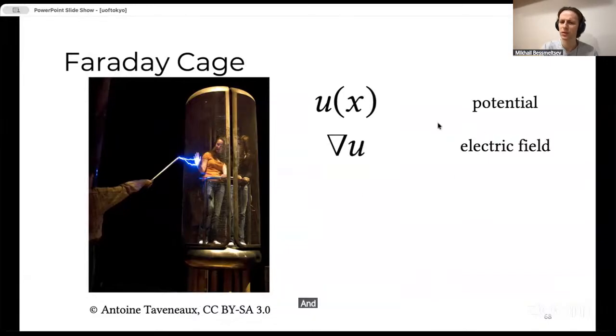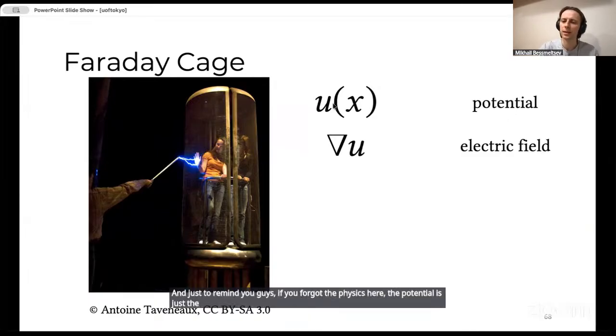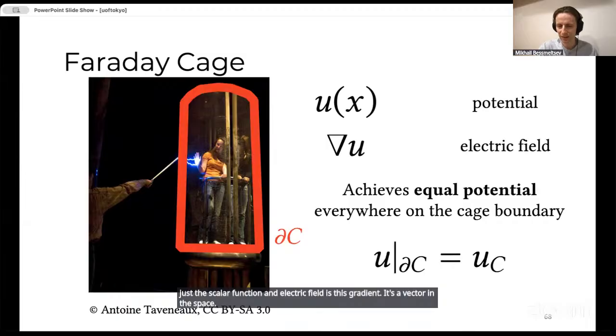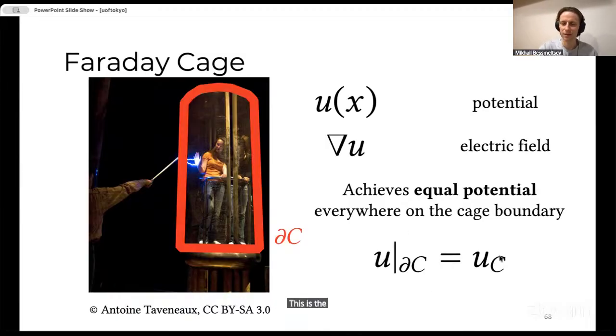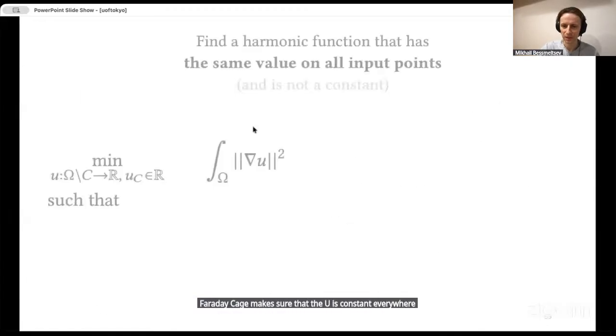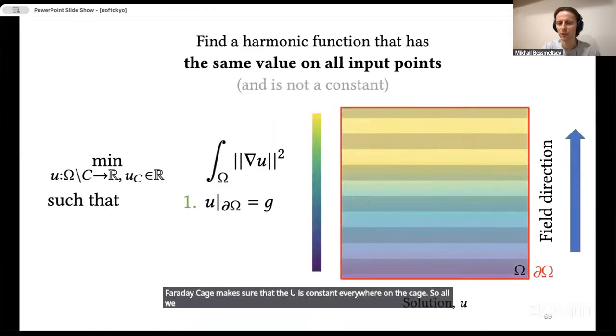And just to remind you, if you forgot the physics here, the potential is just a scalar function, and the electric field is its gradient. It's a vector in the space. So this is the trick, right? The Faraday cage makes sure that the U is constant everywhere on the cage. All we did is we used that trick to orient point clouds, to find normals on point clouds.